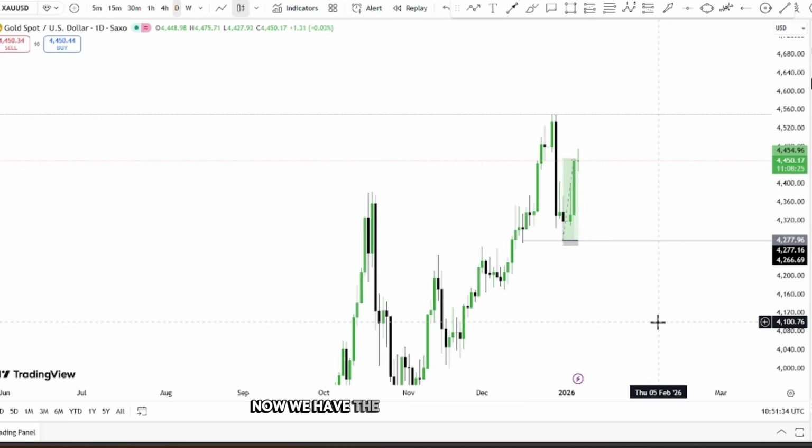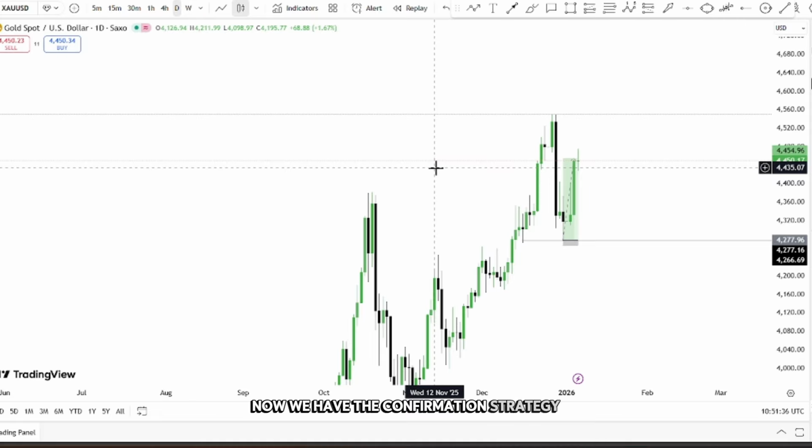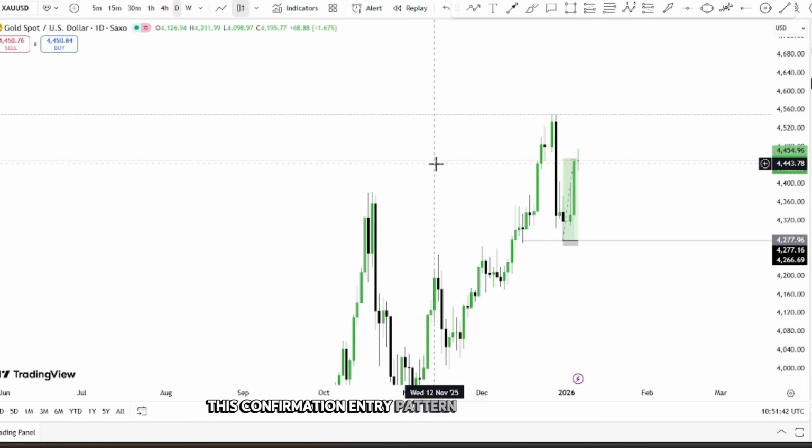Now we have the confirmation entry strategy, the confirmation entry pattern. This confirmation entry pattern, that is my best guy. I'll give you my reasons. I'm not saying you must trade what I'm trading, but I'll give you my reasons why I think it's my best and I think it's best for you as well.